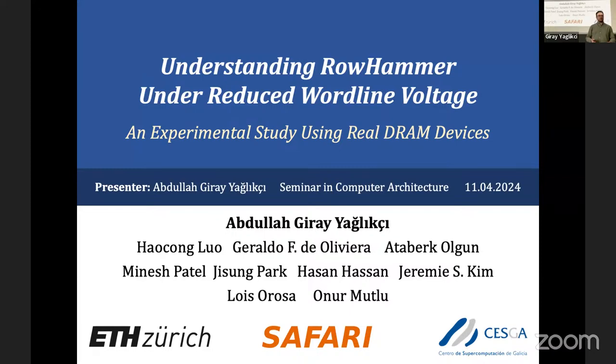So today we'll have two presentations. I will first present this paper that was published in DSN 2022. And then Nisa will present her paper that was published in HPCA a month ago, right? Okay. And hopefully these will be good examples for future presentations, to find out how to do stuff. Okay, so let's start with understanding RowHammer and the reduced wordline voltage.